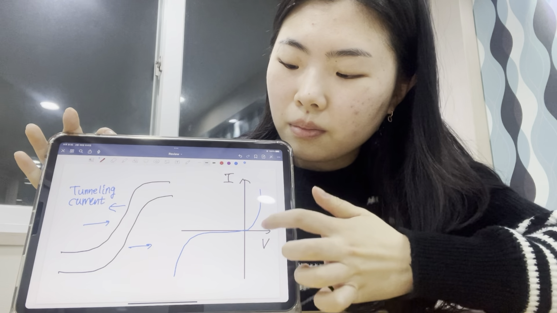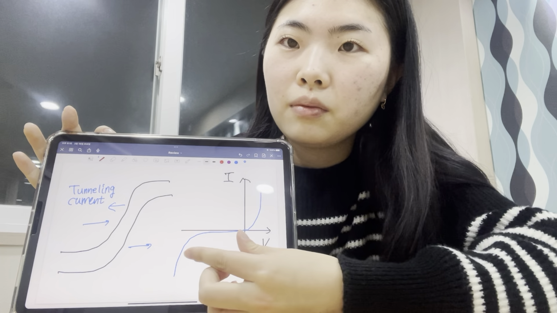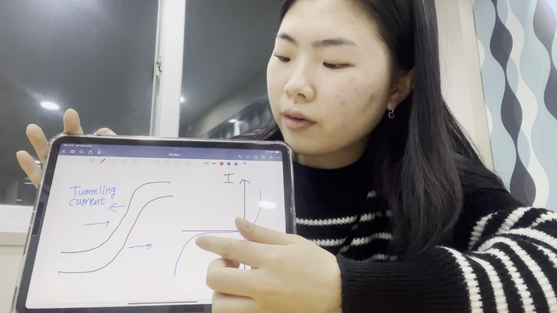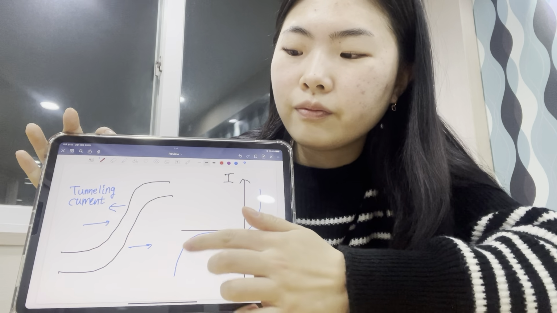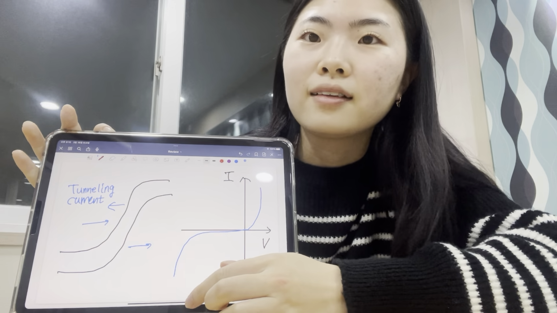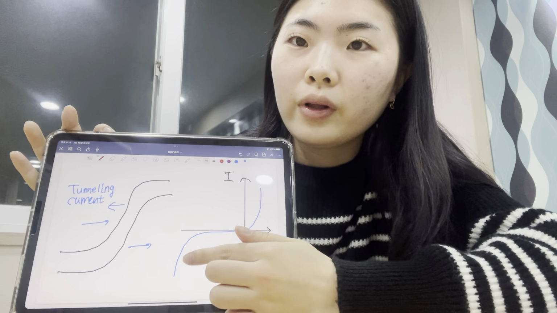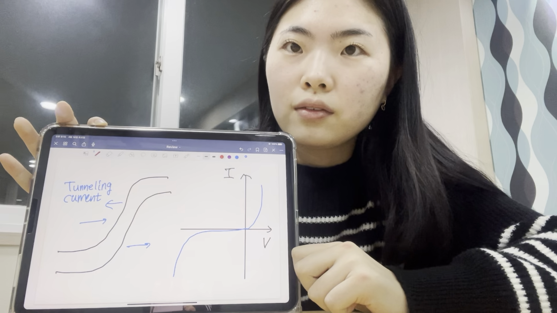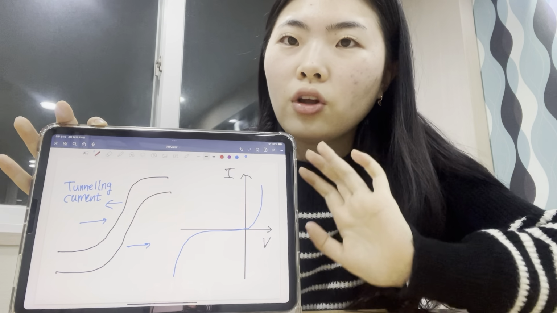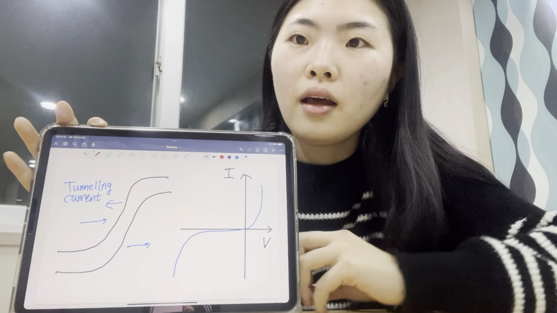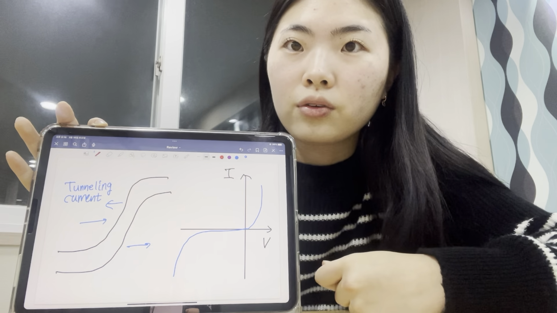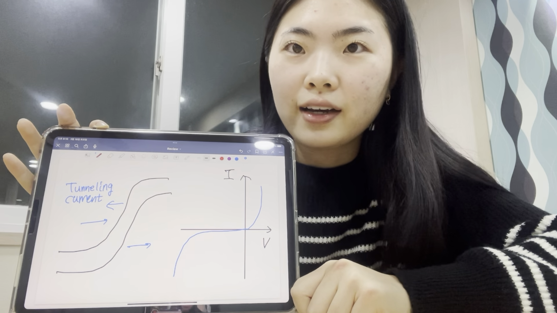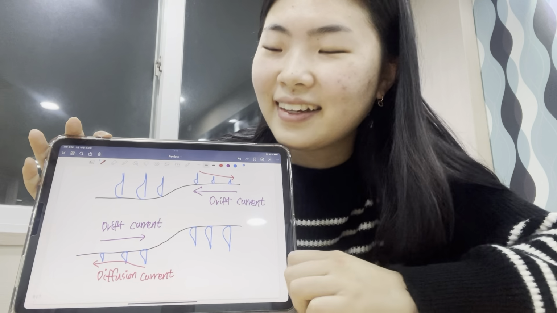In this part, a very small current will flow, and then a very low current will flow like that. We sometimes use this tunneling current, and we should know about it, so that we can make semiconductor devices more effective than other devices.